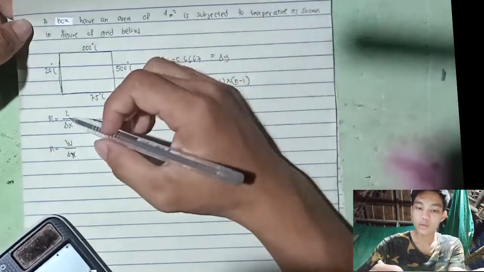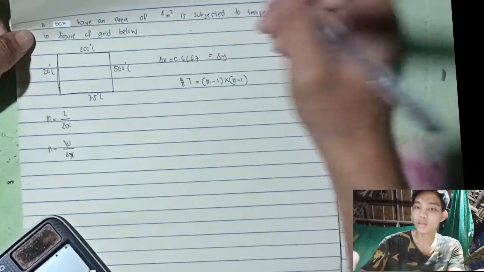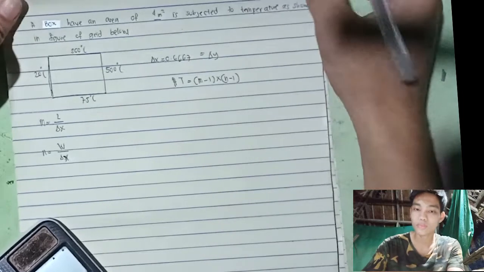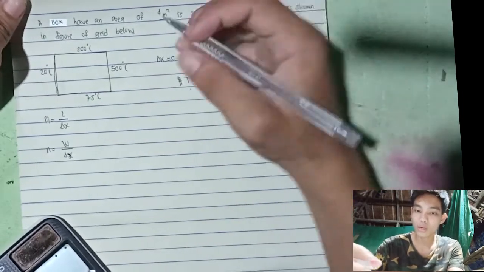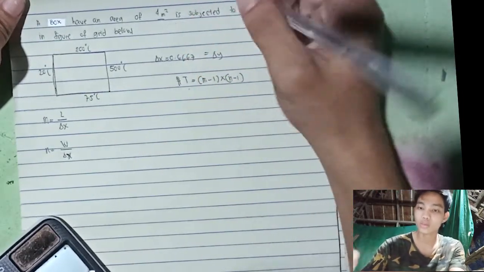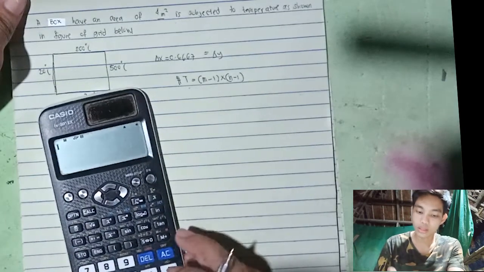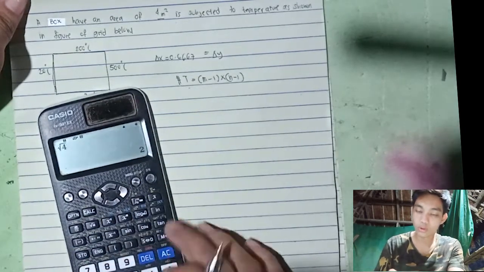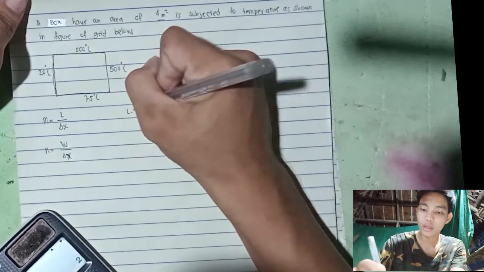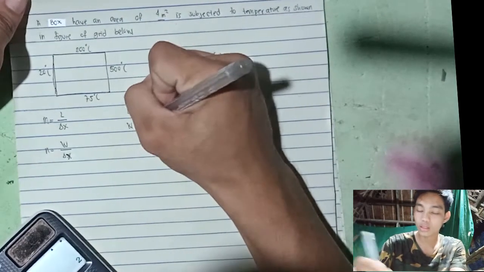So equal naman yung delta x and delta y. So wala tayong length, wala tayong width na binigay, pero meron naman tayong area. At alam naman natin yung given natin is square box. So para makuha natin yung length and width, square root lang natin yung 4, which is yung ating area. Square root of 4, so makuha natin is 2. So meron tayong length is 2 and width is 2.